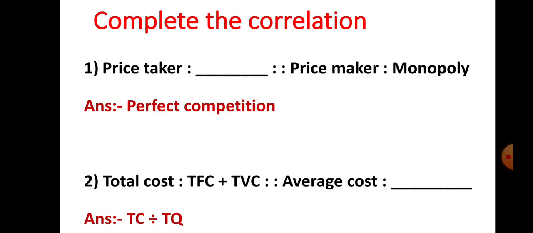In this case no need to mention format of the question, directly mention answer, and here answer is perfect competition. Now let us see the second example. Here they given total cost TFC plus TVC. So here they given formula of total cost, that is total fixed cost plus total variable cost. Now average cost dash, you have to find out the formula of average cost. And here formula of average cost is TC divided by TQ, that is total cost divided by total quantity. And that is your answer.